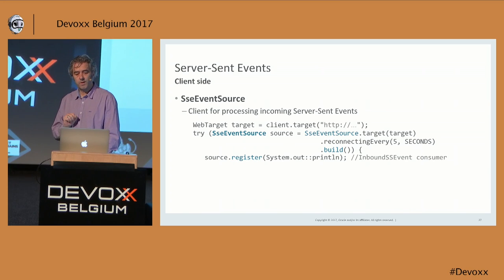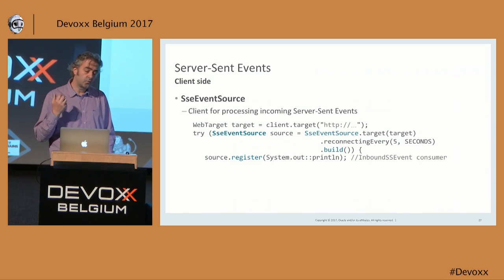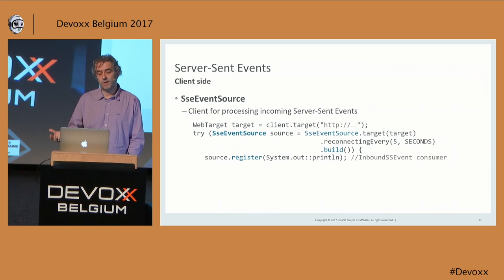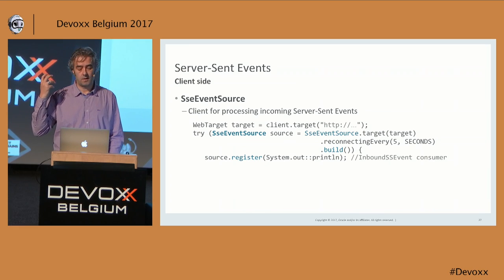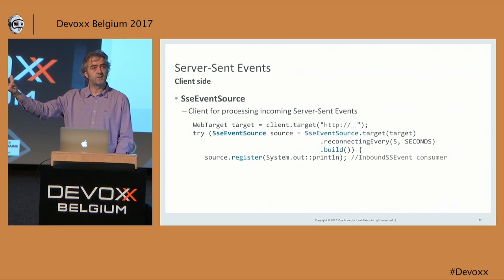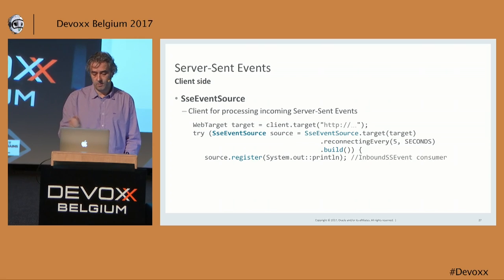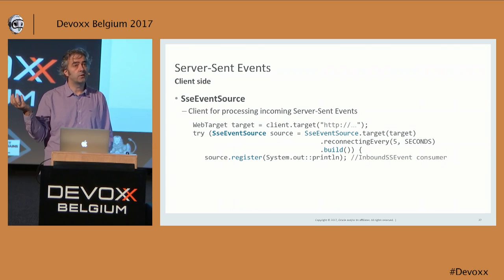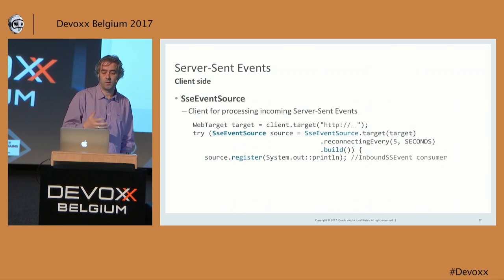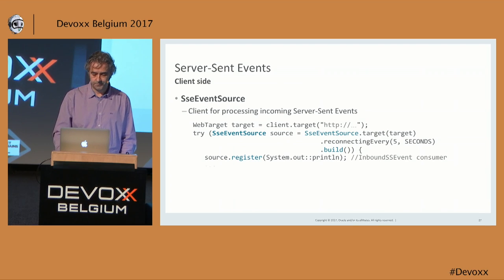What we also need to make sure is that we register a few callbacks. One that has to be registered is the one that will consume the inbound SSE event type. So basically, that one will be called whenever there is some incoming SSE payload. In this case, I'm just consuming it, so I'm just printing what is being sent. You can also, for example, register a Throwable consumer. If something goes wrong, that one will be invoked.